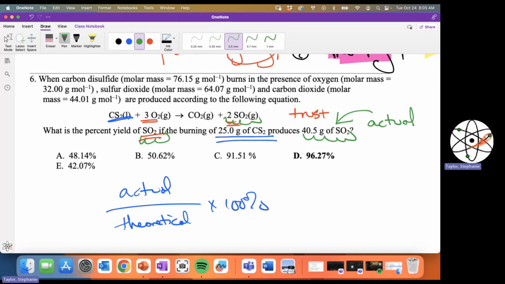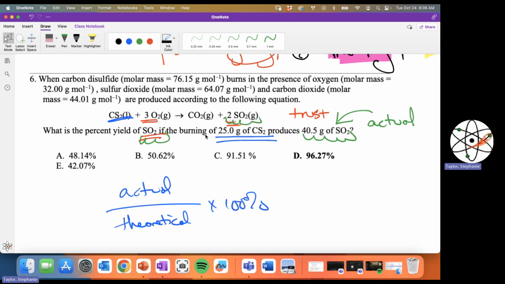The only thing I'm surprised that they didn't give, but I get it, is they didn't tell you that it was an excess of oxygen. But honestly, because you only have information about one reactant, you kind of have to assume that the other reactant is in excess, because you don't have any other information to figure anything else out. So you kind of have to assume that the oxygen is in fact in excess, because otherwise this problem can't be done, and that's not one of my multiple choice options. So therefore I got to assume something.